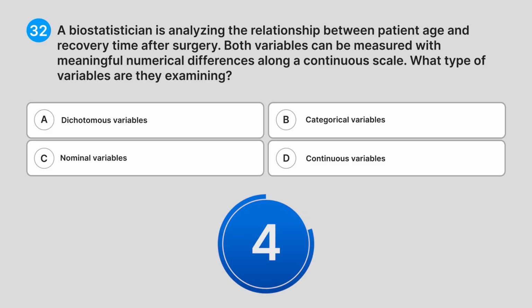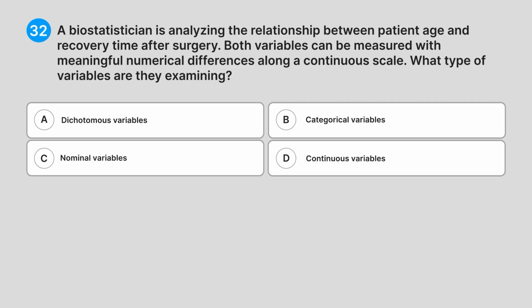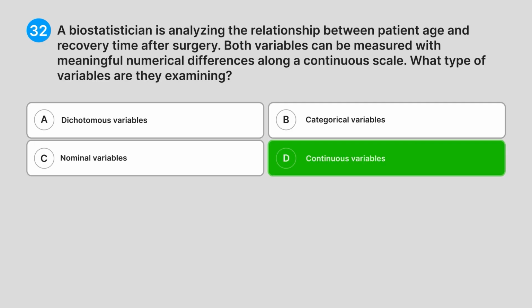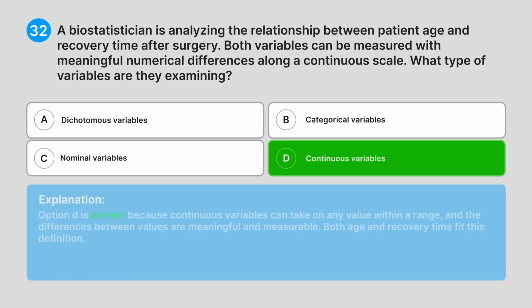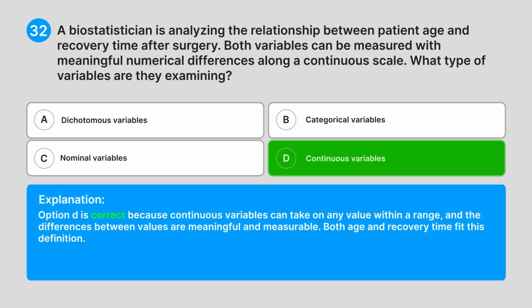Do you know the answer? Correct answer, D. Continuous variables. Explanation. Option D is correct because continuous variables can take on any value within a range, and the differences between values are meaningful and measurable. Both age and recovery time fit this definition.